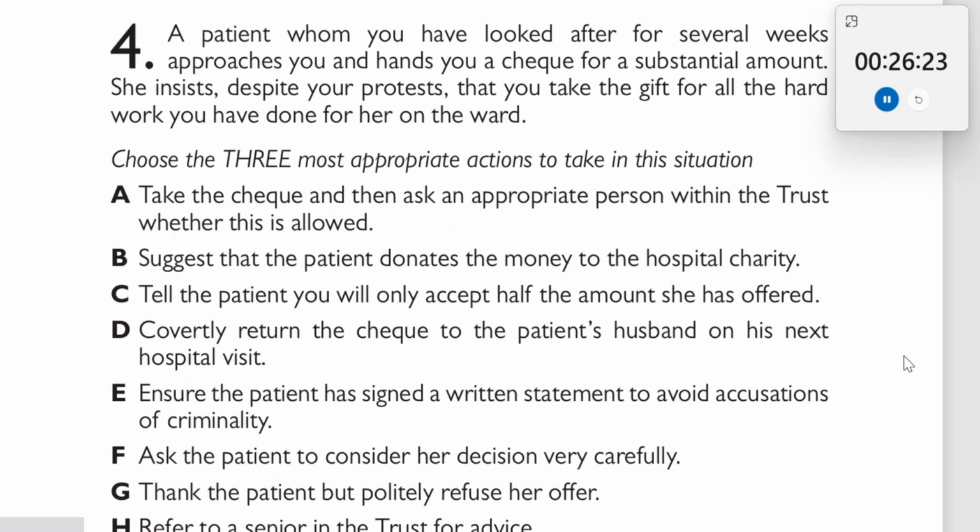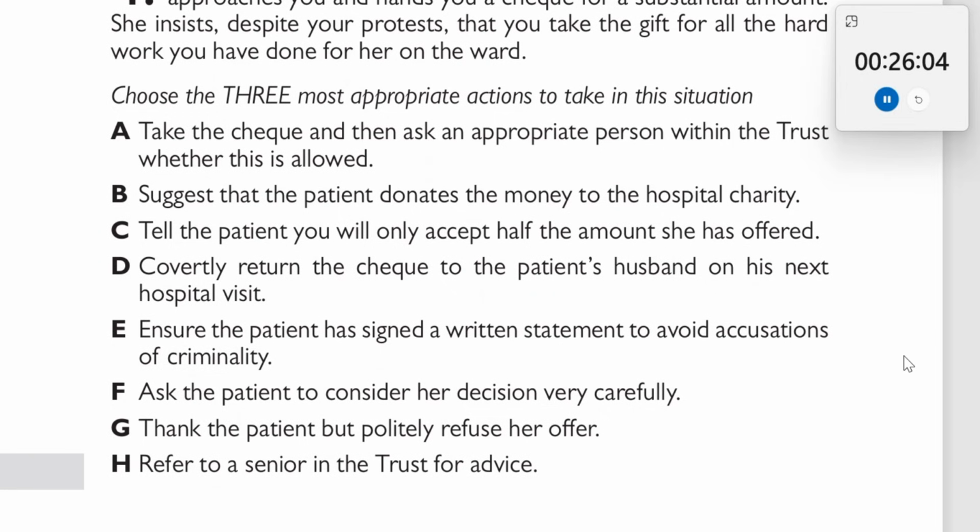Okay, next, moving to 34. A patient whom you looked after for several weeks approaches you and hands you a cheque for a substantial amount. She insists, despite your protest, that you take the gift for all the hard work you have done for her on the ward. So select the best three options.